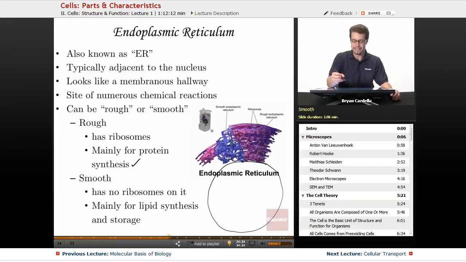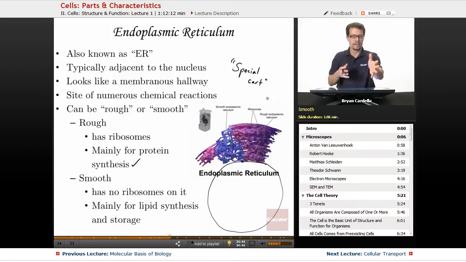To maintain that city analogy, this would be, I'm going to call it, a special cart, or you could think of it as a pathway. But imagine that when these products are made at the factory, there's a special cart that ships them to where they need to go within the city. So this special cart allows those products, those proteins, to go out to where they need to go.